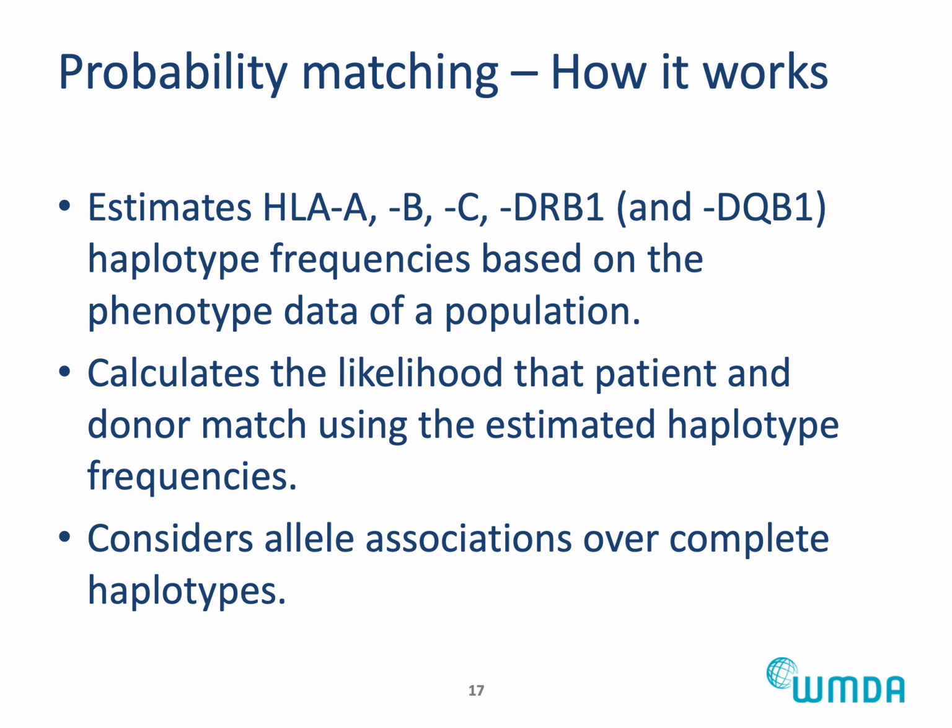Now, how does the probability matching work? Well, it estimates the HLA-A, B, C, DRB1 and sometimes DQB1 haplotype frequencies based on the phenotype data of the population. It calculates the likelihood that patient and donor match using the estimated haplotype frequencies. And it considers allele association over complete haplotypes.